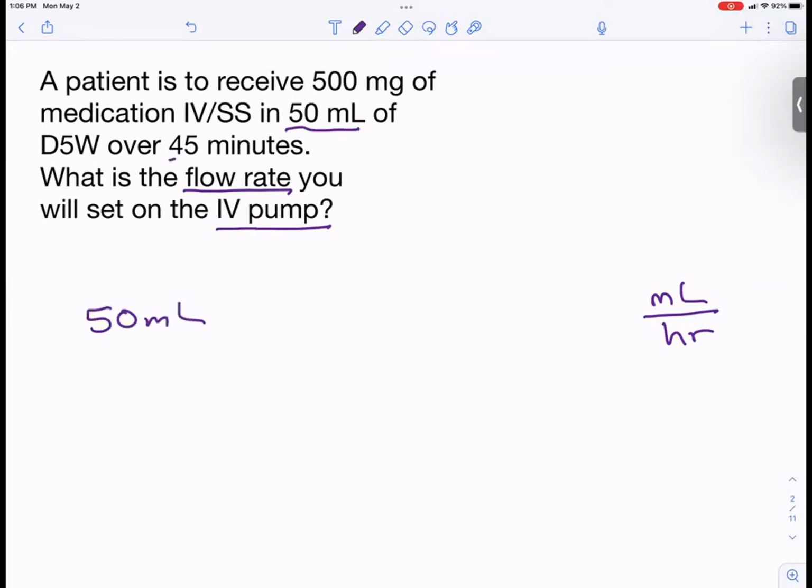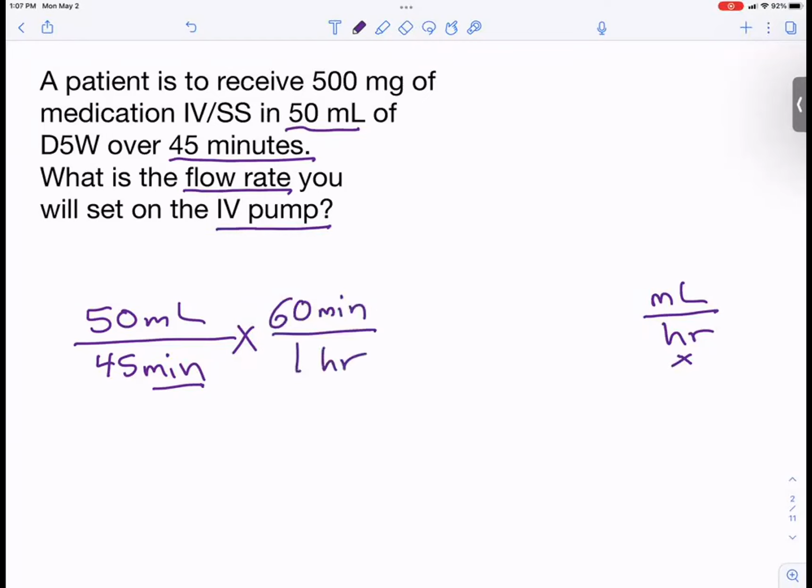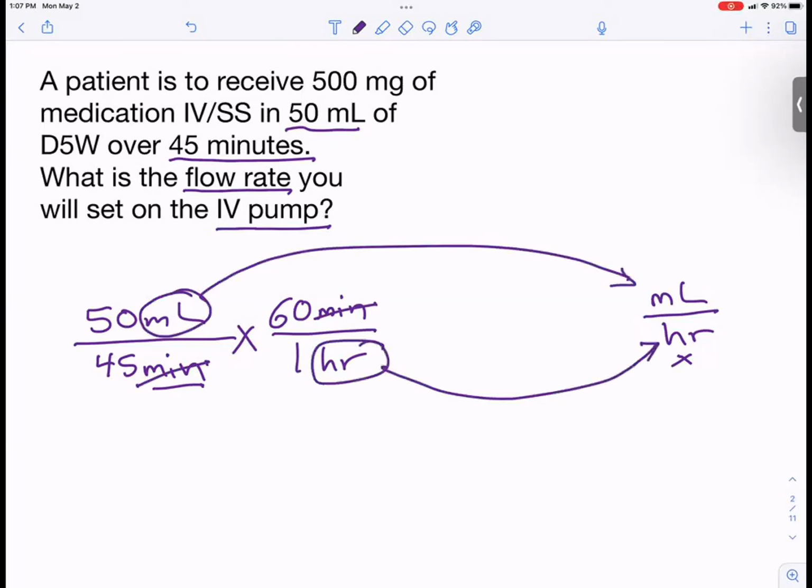And what is my time? It's 45 minutes. So again, we get rid of our unwanted. So how do I get minutes out of there? And how do I come to hours? Well, I know that there are 60 minutes in 1 hour. I'm able to cancel out my minutes, and now I'm left with milliliters in my numerator and hour in my denominator. And now you know, it's just math.